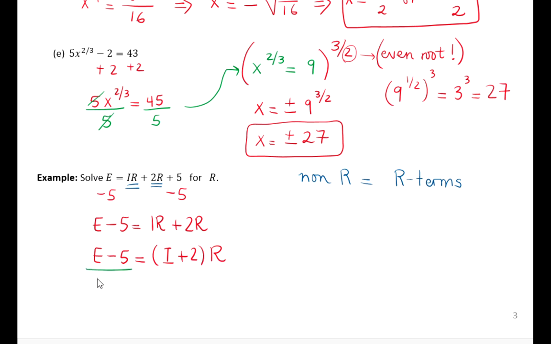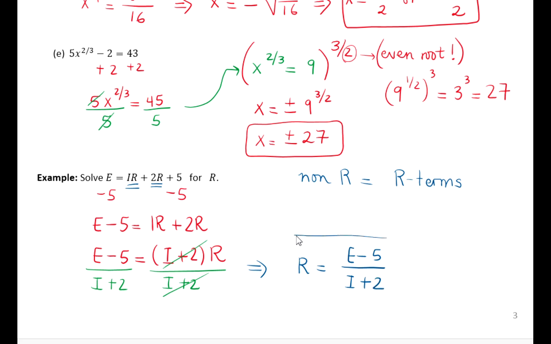Then finally I can get R. I divide both sides by I plus 2. See, these two will cancel, and I got R. So from here, that implies R needs to be E minus 5 divided by I plus 2. This is how you solve it for R.